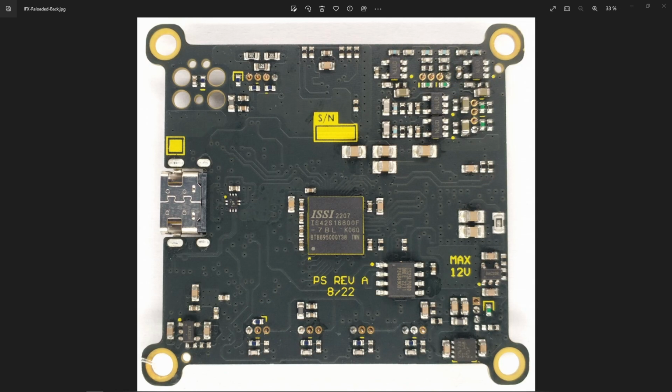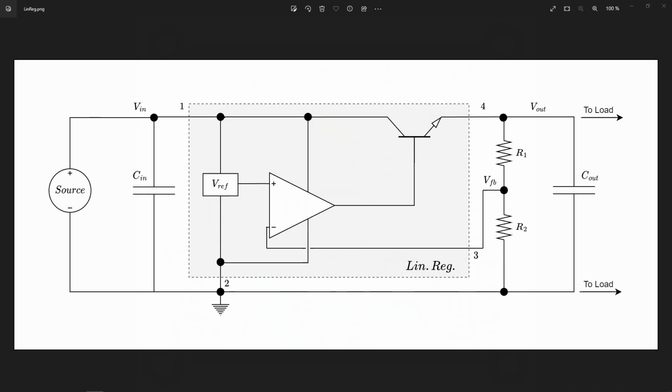Before we go into more detail of what parameters to look out for with a linear regulator, let's look at the function of one of these devices. Here I've drawn up a sketch of the internals and typical external circuitry for a very, very basic linear regulator.